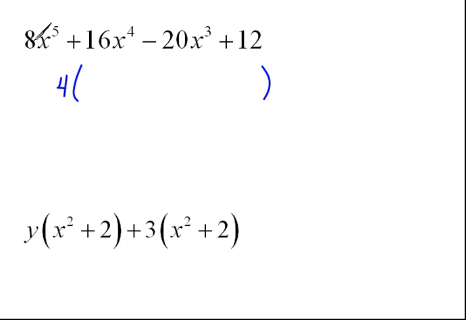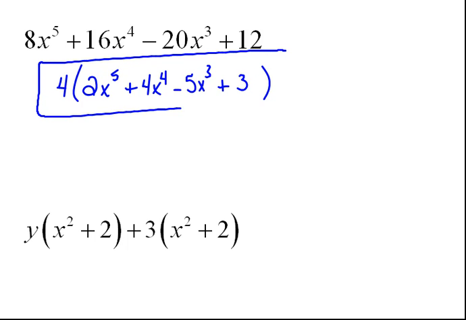4 times what would give us 8x to the 5th? Well, that would be 2x to the 5th. Now, 4 times what would give us 16x to the 4th? Well, 4 times 4 would be the positive 16, and then x to the 4th. 4 times what would give us negative 20x cubed? That would be minus 5x cubed. And 4 times what would give us a positive 12? Well, that would be a positive 3. So there is our factorization of those four terms.